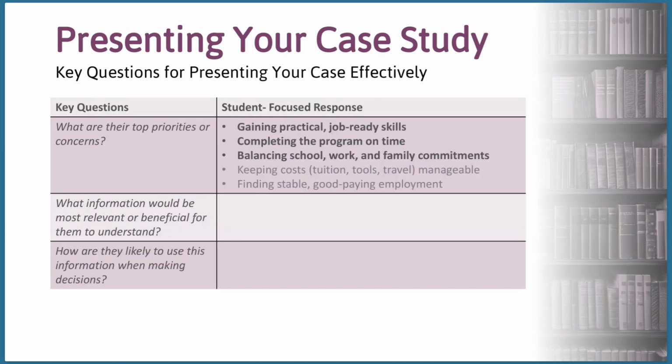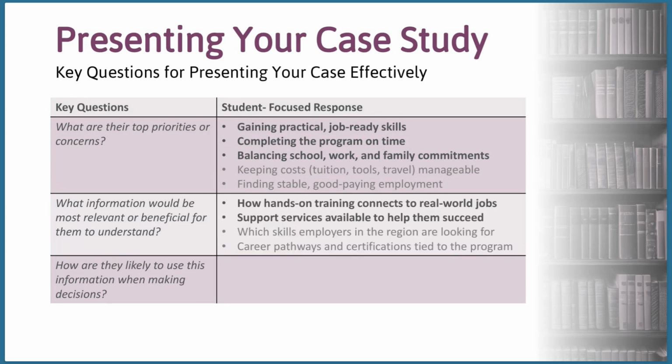All right, let's take the tech skills case as an example. For students, their top priorities might include building practical job ready skills, finishing the program on time, and managing school alongside work or family. They'll probably care most about things like how hands on experiences connect to real world jobs, available career pathways, and the support services that can help them succeed.